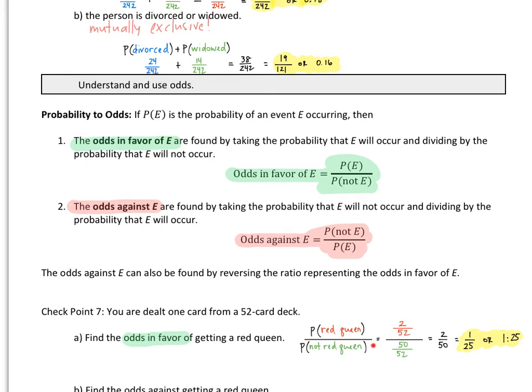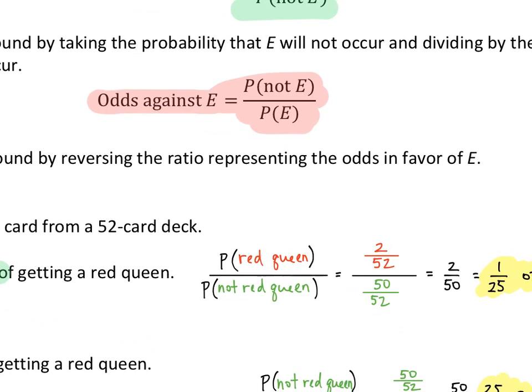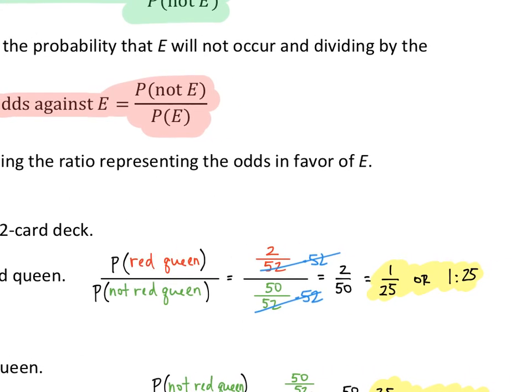So what's the probability of not getting a red queen? Well, that means there's 50 out of 52 that are not red queens. Now when we clean this up, one thing we can do, if you're not quite sure how I got to that next answer, is multiply both the numerator and the denominator by 52. These cancel, and that's why we're left with 2 over 50, which simplifies to 1 over 25. You could read this as 1 to 25.